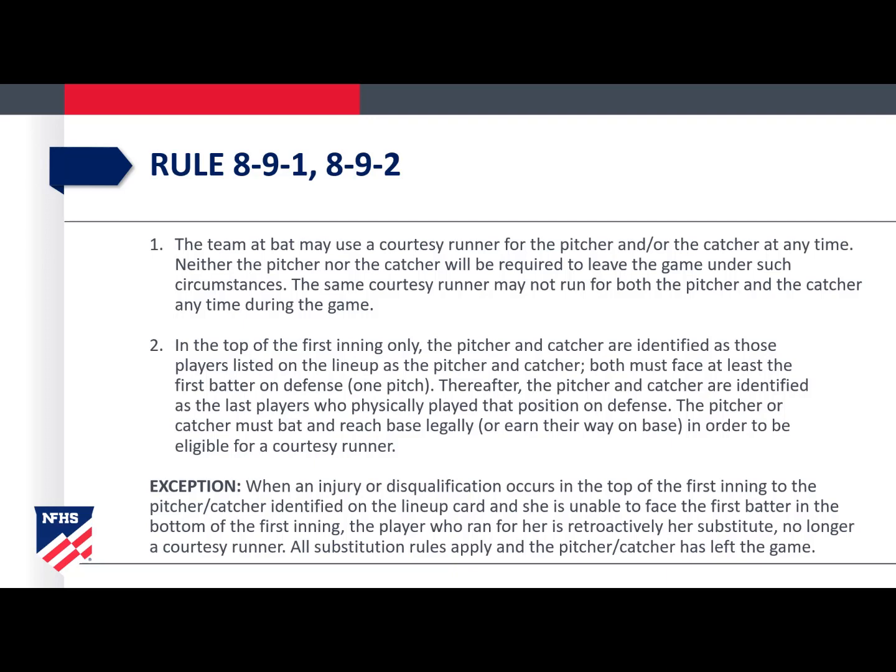In the top of the first inning only, the pitcher and catcher are identified as those players listed on the lineup as the pitcher and catcher. Both must face at least the first batter on defense, 1 pitch. Thereafter, the pitcher and catcher are identified as the last players who physically played that position on defense. The pitcher or catcher must bat and reach base legally or earn their way on base in order to be eligible for a courtesy runner.